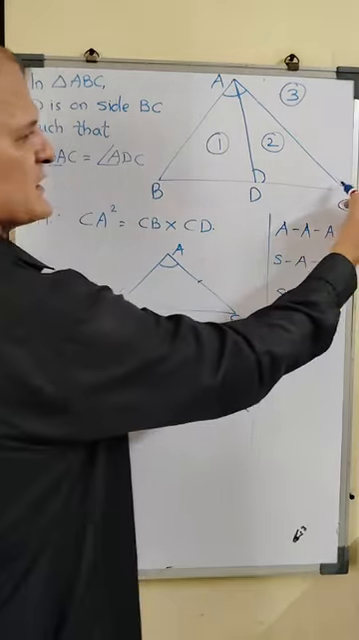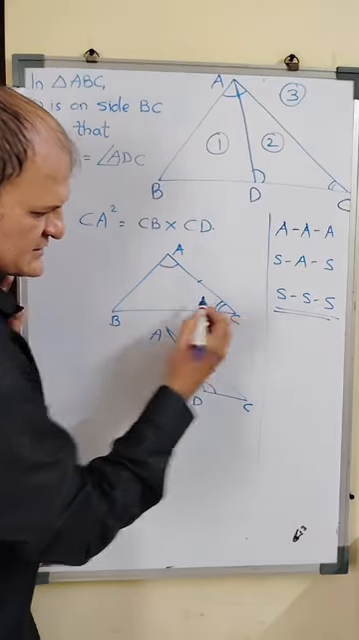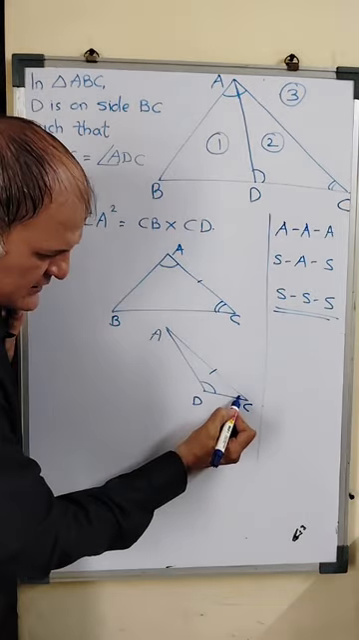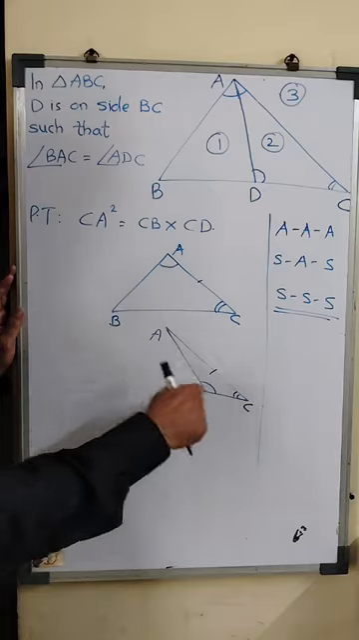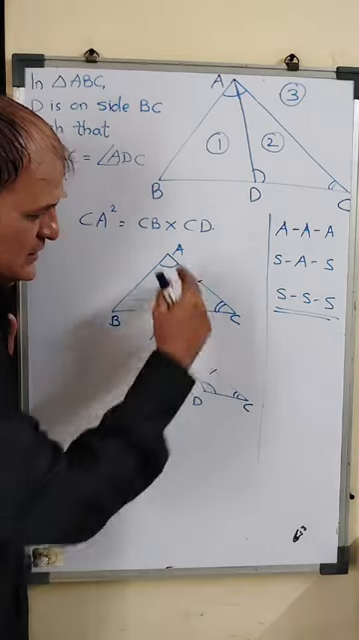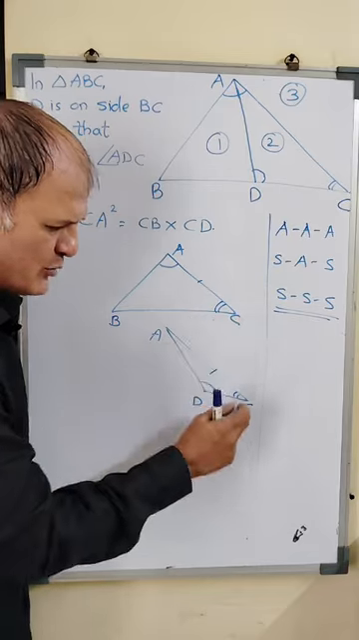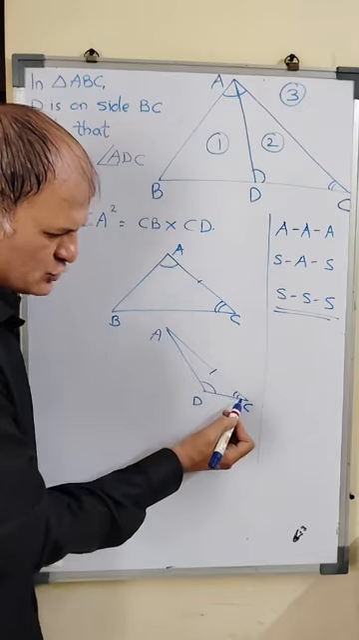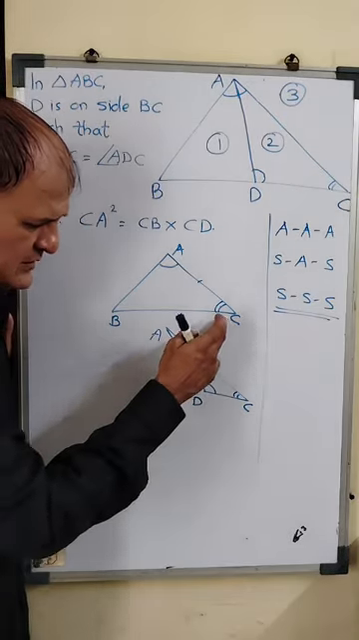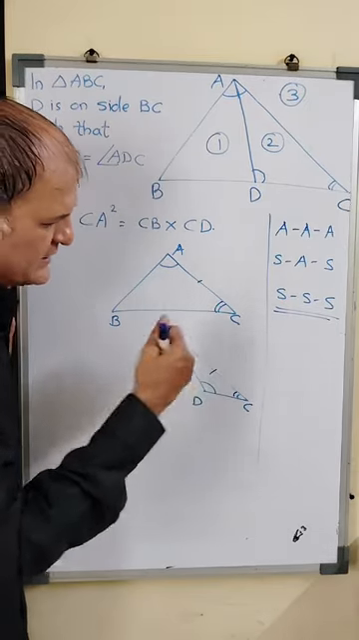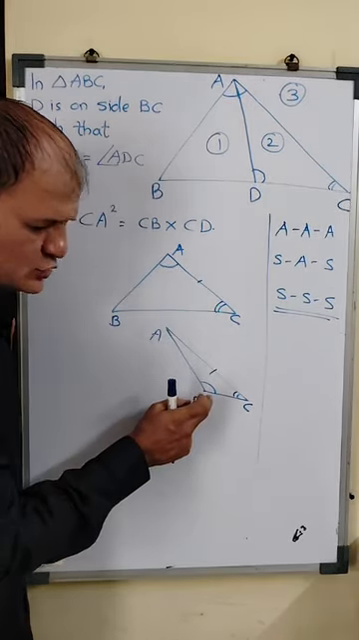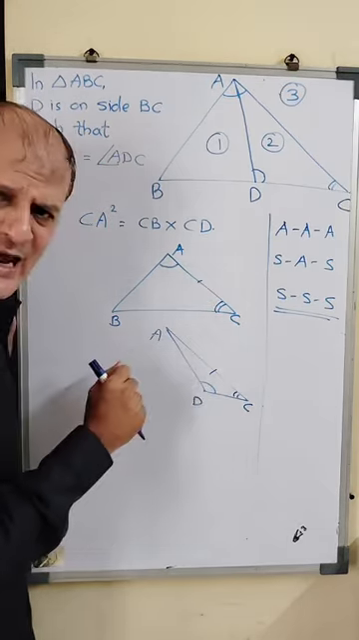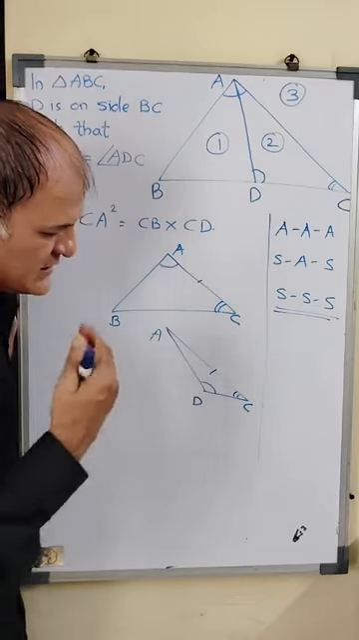Now if you look at angle C, it is in the bigger triangle ABC, and that same angle is there in triangle ADC also. So you have angle C as a common angle in triangle ABC as well as triangle ADC. And this angle A is equal to this angle D here. So these are corresponding angles, and the corresponding angles are equal.